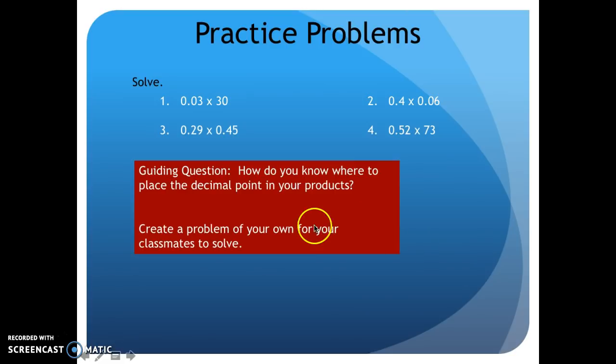All right, hopefully you feel that way. One last thing, your guiding question: how do you know where to place the decimal point in your products? Be sure to answer that and also create a problem of your own for your classmates to solve.